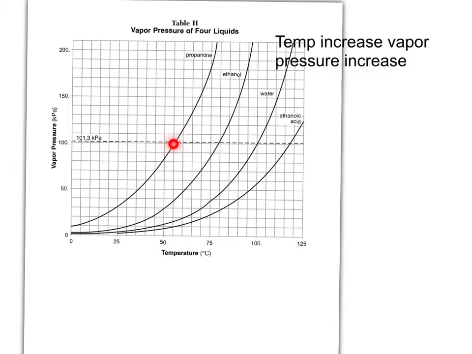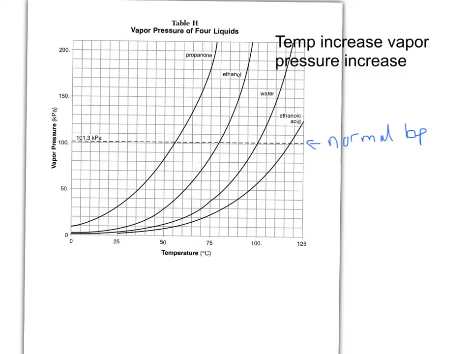So for propanone, the normal boiling point occurs here at this intersection. So you will have to just read the graph down to see what the normal boiling point is. Please also note that on the x-axis, the scale is by 5s, but on the y-axis, the scale is by 10s. So the normal boiling point of propanone is approximately 55 degrees Celsius.